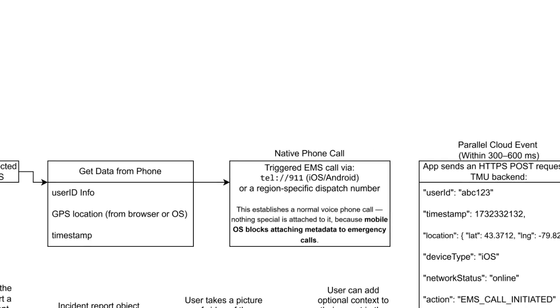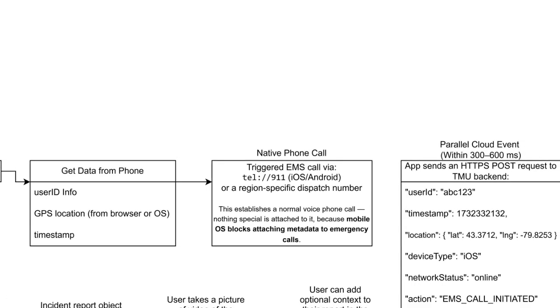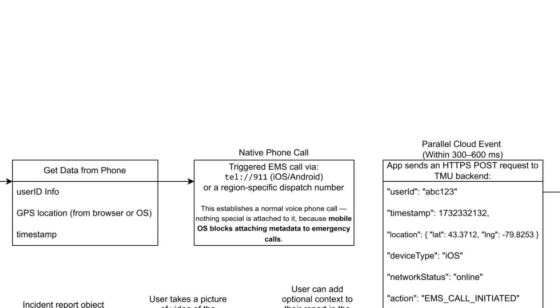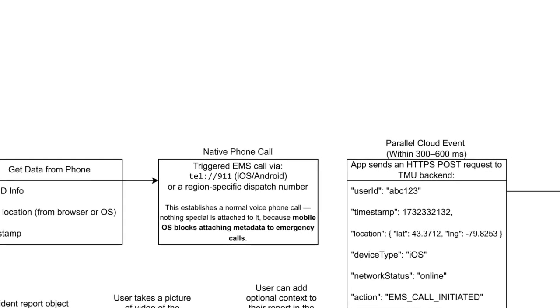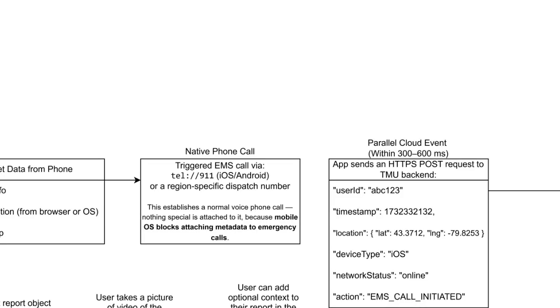The moment the user triggers this, two things happen at the same time. First, a native phone call is triggered. This simply starts a regular 911 call or a region-specific dispatch number. It behaves the way a normal emergency call would.